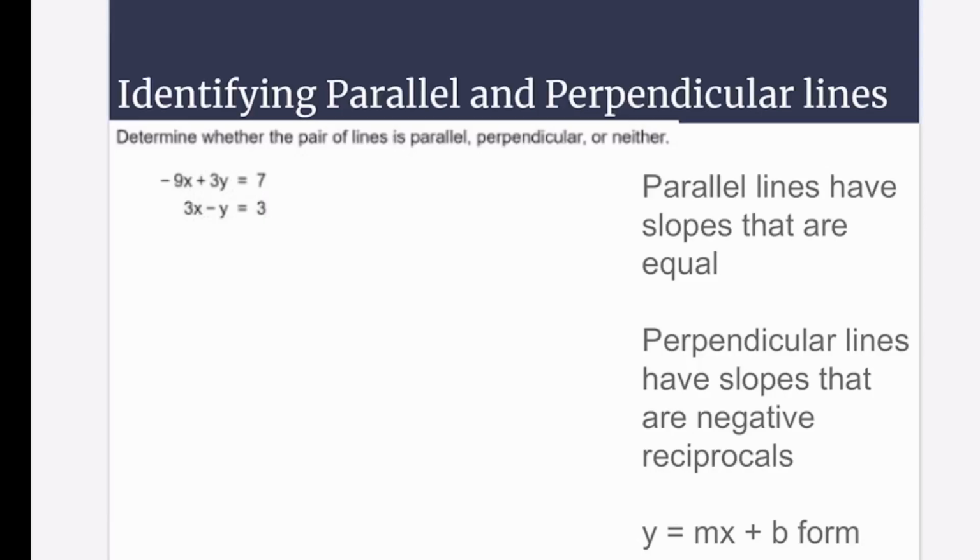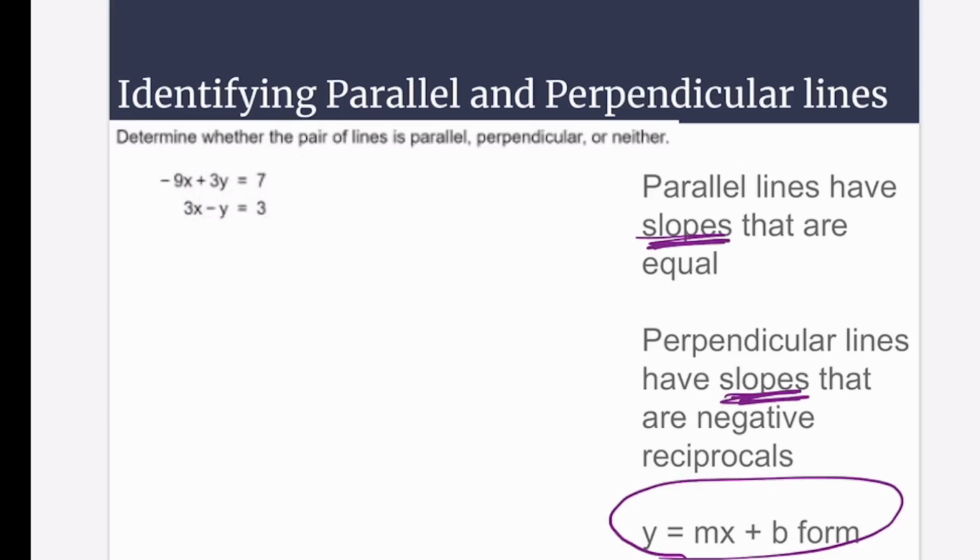So here we're going to identify parallel and perpendicular lines, and we're going to determine, if we're given two lines, whether they're parallel or not. First thing you need to do is get them in y equals mx plus b form, because what we're looking for are slopes. Everything comes down to the slopes.